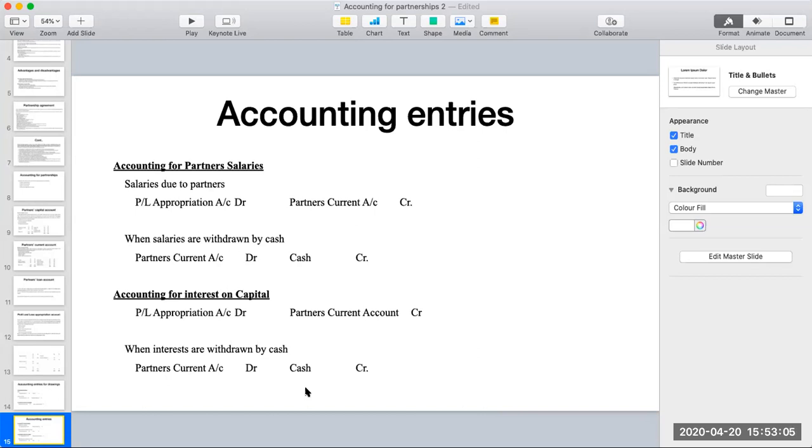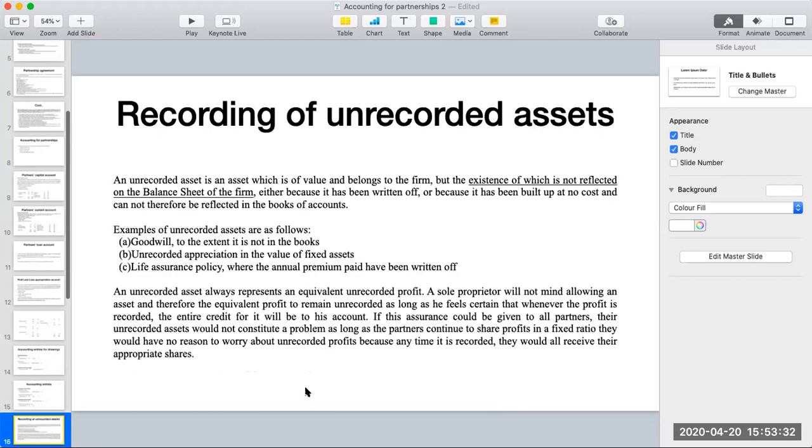Likewise, for interest on capital, the current account is credited and the P&L appropriation account is debited, because that is an expense going to the partners. If it is taken by cash, the cash account is credited and, since it is not entitled to be kept in the current account, the current account is debited. So these are the basic double entries that we have to follow.